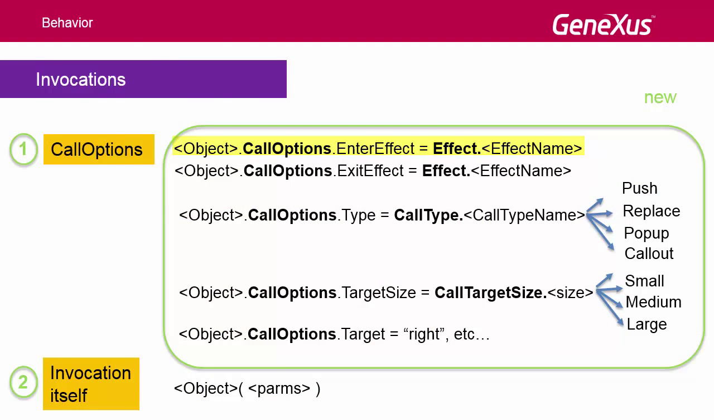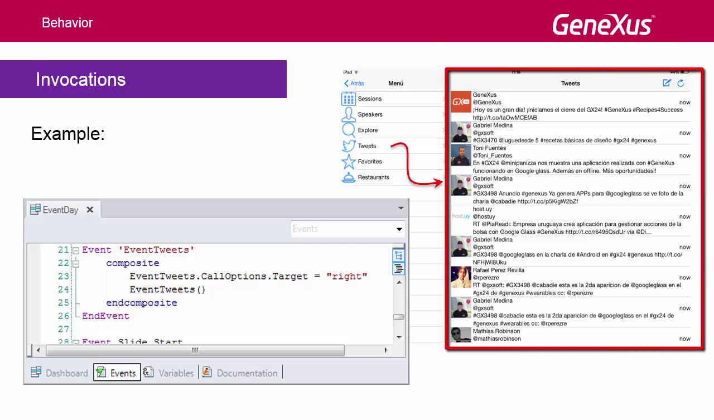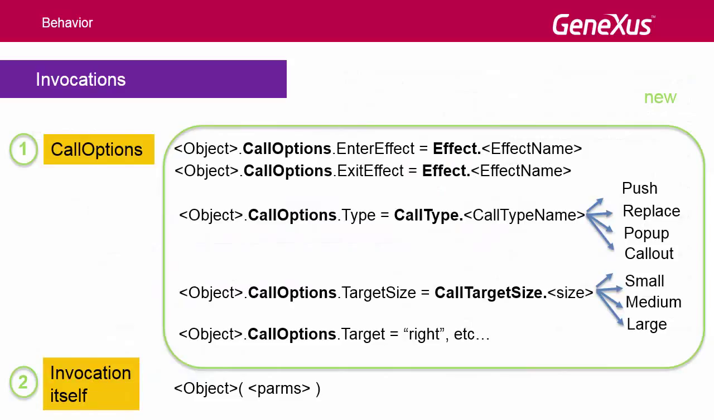In our application, we've also implemented the call option target. Here we have the example, where we want the panel showing the tweets to open in the area to the right. It only makes sense when using navigation styles with multiple targets for the same screen. We can also change the call's behavior, depending on the type of call, which will be related to the invocation stack, and to how the called object works.